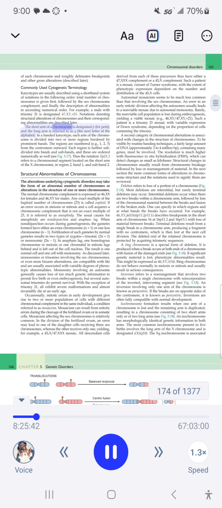Notations denoting structural alterations of chromosomes and their corresponding abnormalities are described later. The short arm of a chromosome is designated p for petite, and the long arm is referred to as q, the next letter of the alphabet.